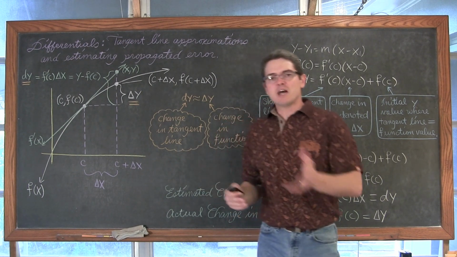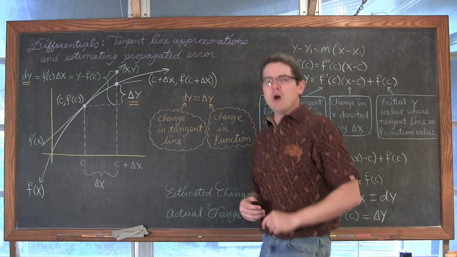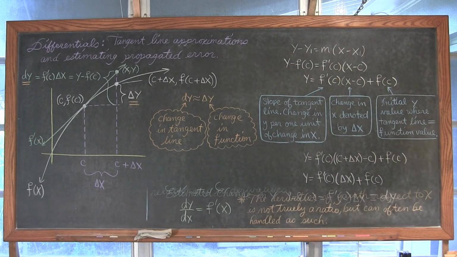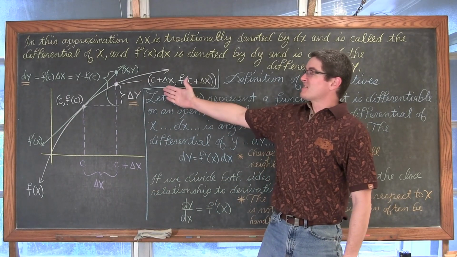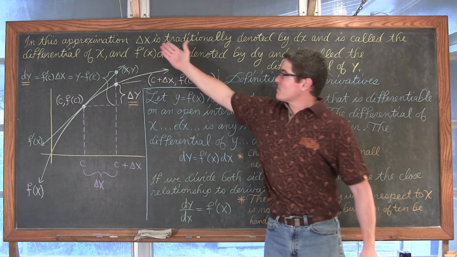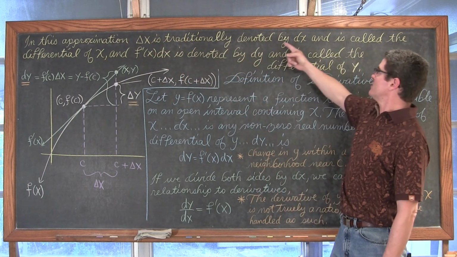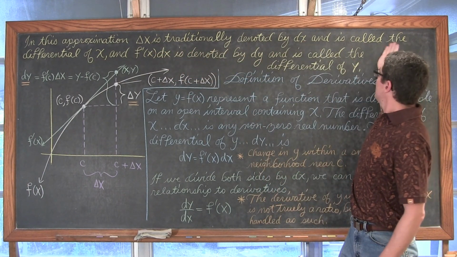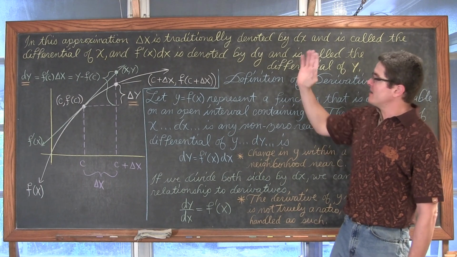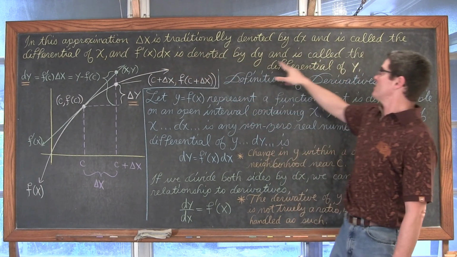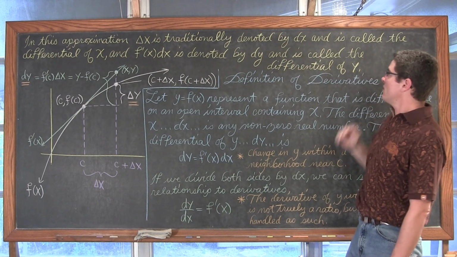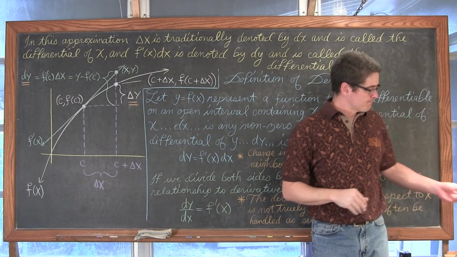Let's get some more definitions down before we get to the examples in a couple of screens. In this approximation, delta x is traditionally denoted by dx and is called the differential of x, and f prime of x dx is denoted by dy and is called the differential of y.